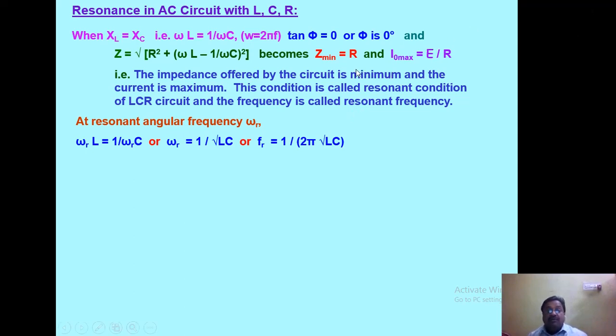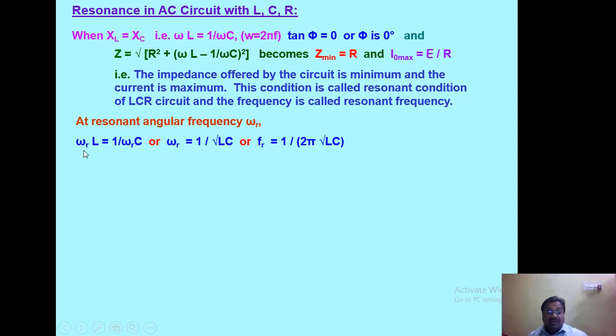It will be governed by this condition, XL equals XC, or omega L equals 1 by omega C. As it is the frequency at resonance, omega will be replaced by omega R, the resonant angular frequency. So at resonant angular frequency, omega R L equals 1 by omega R C, or omega R equals 1 by square root of LC.